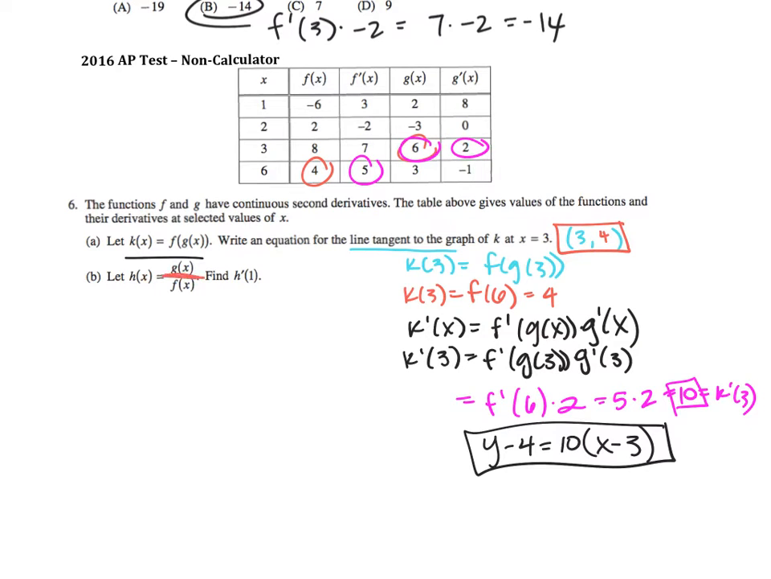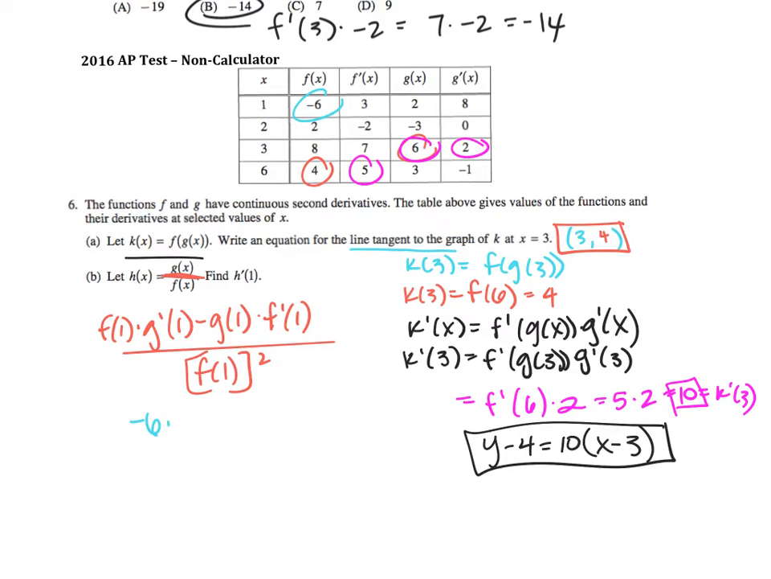Part B asks for h prime of 1. When h involves division, I've got to go ahead and use the quotient rule. So I'll have low d high minus high d low all over low low. f of 1 is negative 6. g prime of 1 is 8. g of 1, 2. f prime of 1, 3. f of 1 is negative 6, and we got to square it. I'd be left with a negative 48 minus 6 over 36, leaves me with a negative 54 36ths.